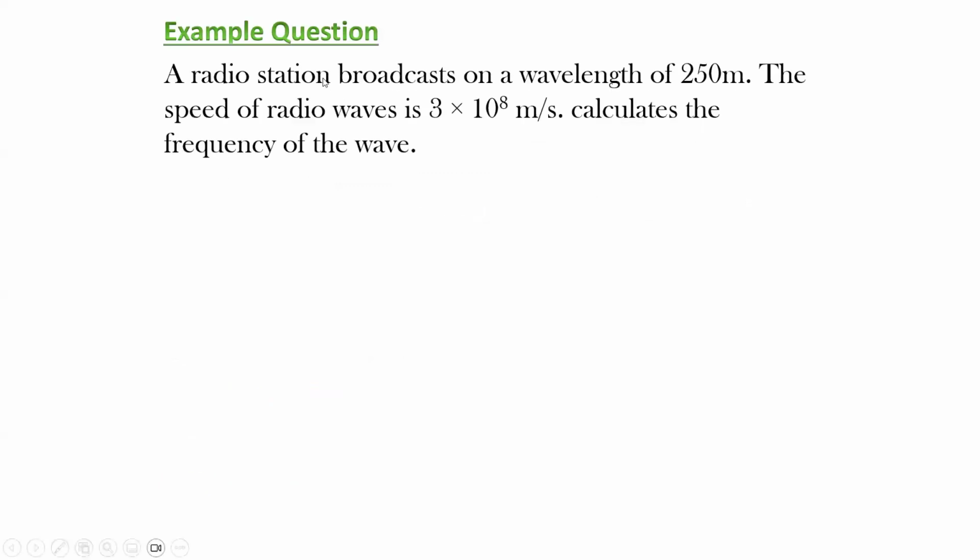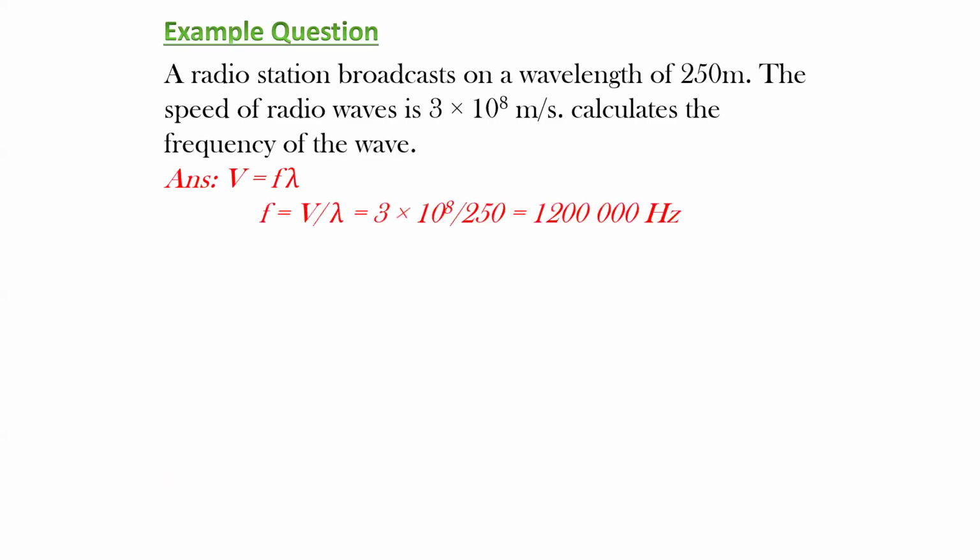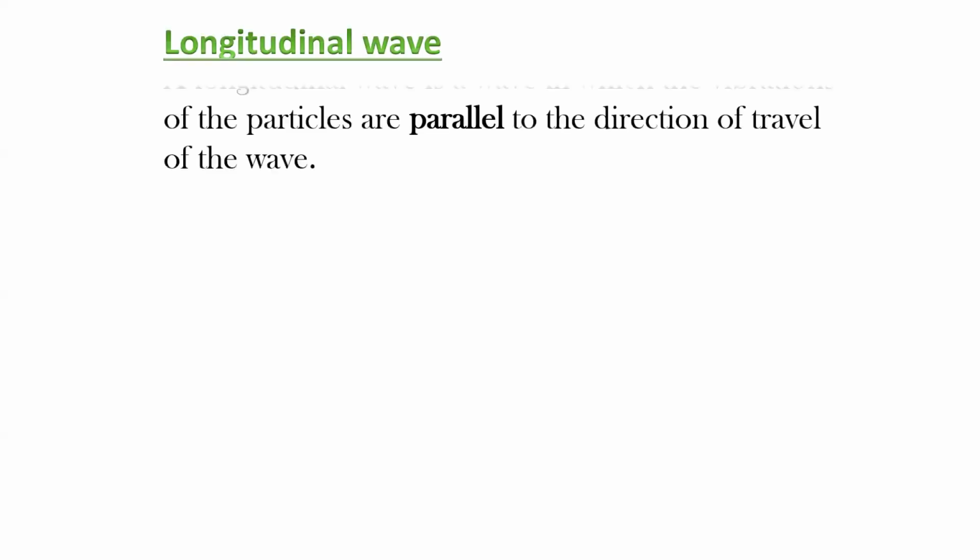Another example: a radio station broadcasts on a wavelength of 250 meters. The speed of the radio waves is 3 exponent 8 meters per second. Calculate the frequency. If you need a frequency, frequency will be the ratio between the speed and the wavelength. So when we divide 3 exponent 8 by 250, we get 1200 kilohertz.